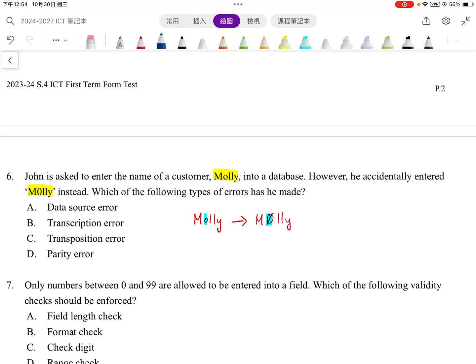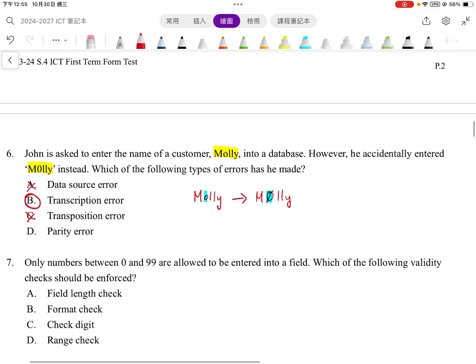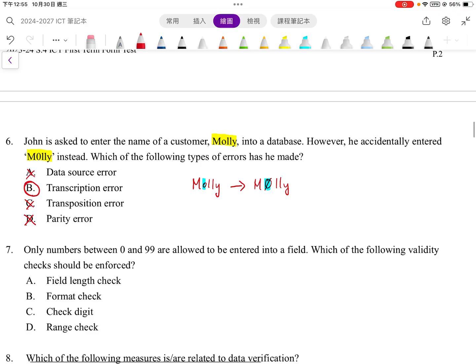So this is a kind of transcription error. Because you didn't move the place, it shouldn't be transposition, right? And the data source error, you cannot check it because here they didn't mention the data source. But very obviously, the transcription error happens because you mistype the O into a 0. So this should be the transcription error. And parity error is also wrong because it always refers to data transmission only. And here the situation is all about data input, nothing about data transmission, so B should be the correct answer.